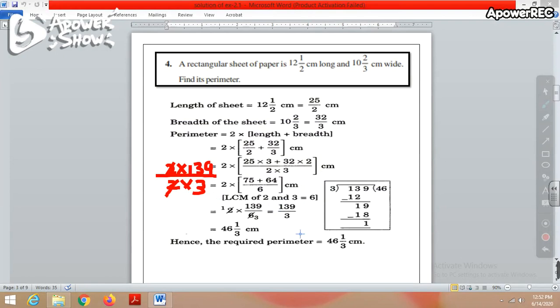Now we are going to convert this 139 by 3 into a mixed fraction. So after conversion, 139 by 3 will become 46 1 by 3 centimeter. So the perimeter of this rectangular sheet is 46 1 by 3 centimeter.